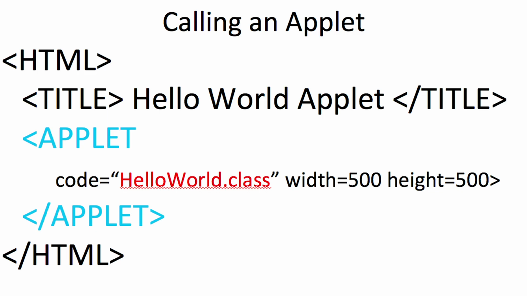So, this applet program will be converted into a class file, and this class file will be used here in the HTML code. So, code equals hello world dot class, with width and height mentioned here. This is the output window of the applet with width 500 and height 500. This applet is started here and closed here. So, this is the small HTML program.